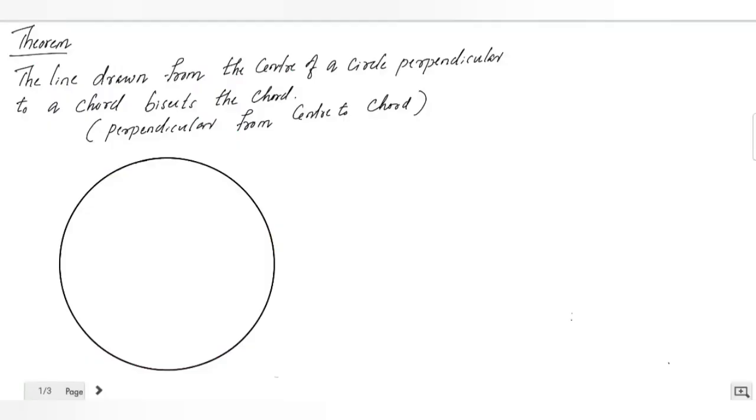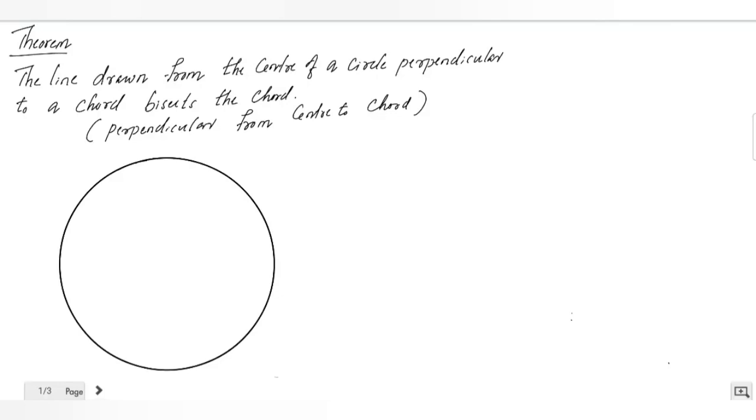Okay guys, this one is theorem number 1 in grade 11 about circle geometry. What is this theorem? The line drawn from the center of a circle perpendicular to a chord bisects the chord.